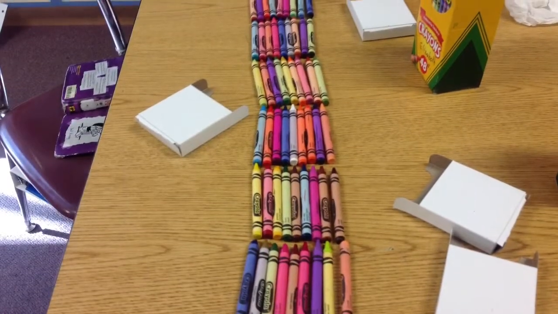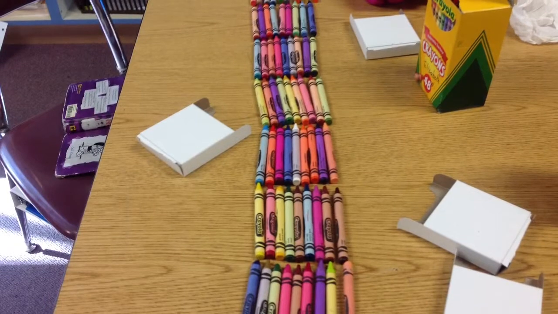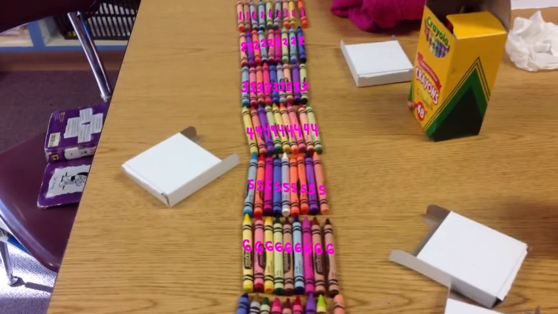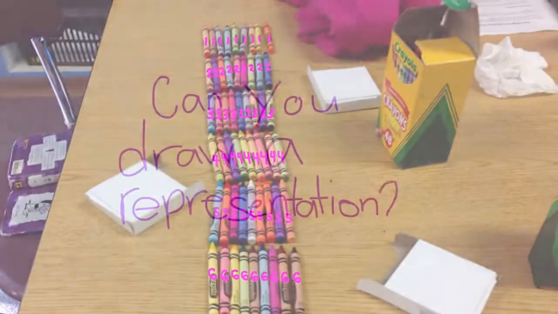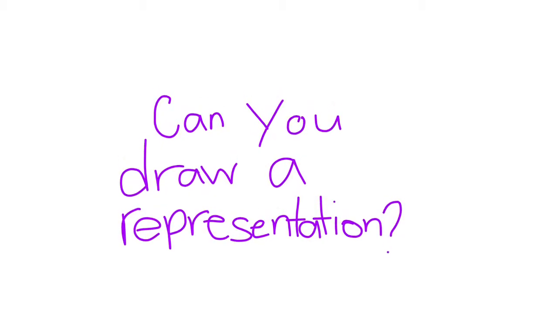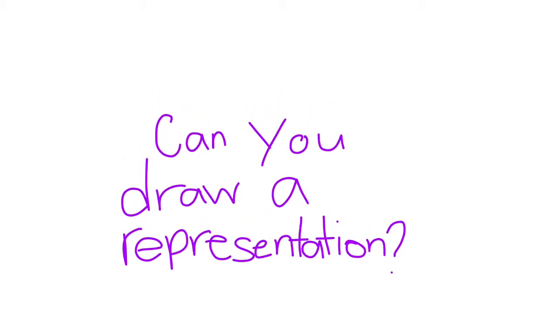This is 7 groups of 9. Can you see 7 groups of 9? Here are the groups. There are 7 groups of 9 crayons. Can you draw a representation of 7 groups of 9? Please pause your movie and draw. This is a representation of 7 times 9.